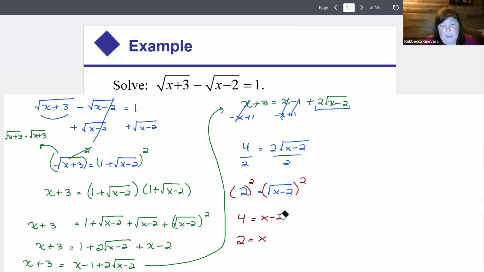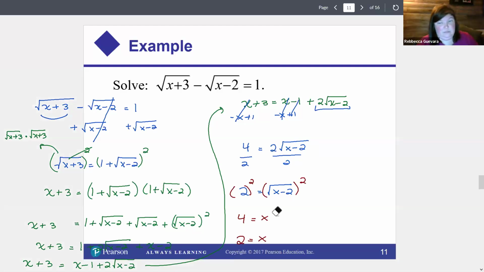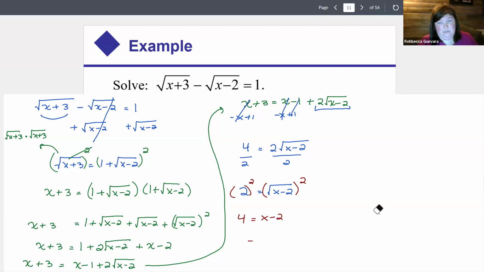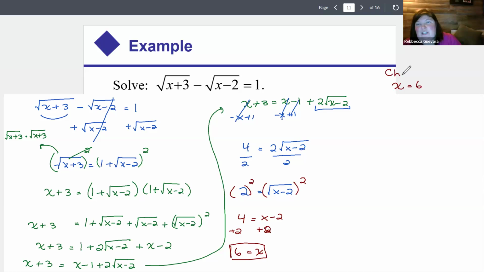Okay, little typo here. This is a silly one. Right here, 4 is equal to x minus 2, so we add 2 to both sides, and then we have x is equal to 6. And I know that's not what the answer is supposed to be, so we need to check the solution.